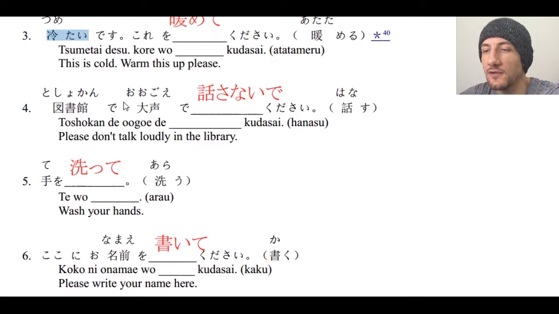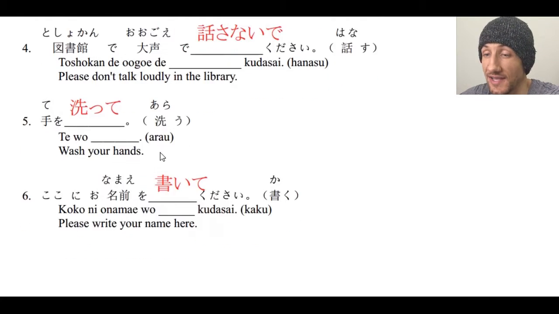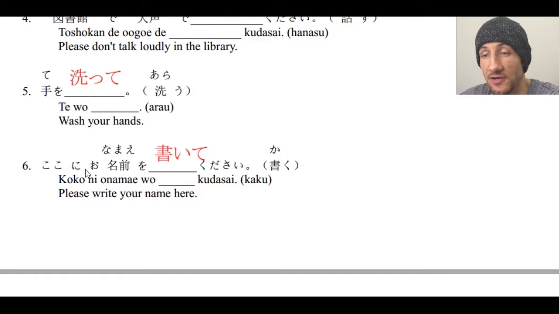Number 4, please don't talk loudly in the library. 図書館で大声で話さないでください。Number 5, wash your hands. 手を洗って。And number 6, please write your name here. ここにお名前を書いてください。And here we have お in front of 名前. When you want to be polite, you can use this kind of honorific prefix to make the word more polite. So ここに名前を書いてください is okay. But if you want to be polite, you can add お名前.